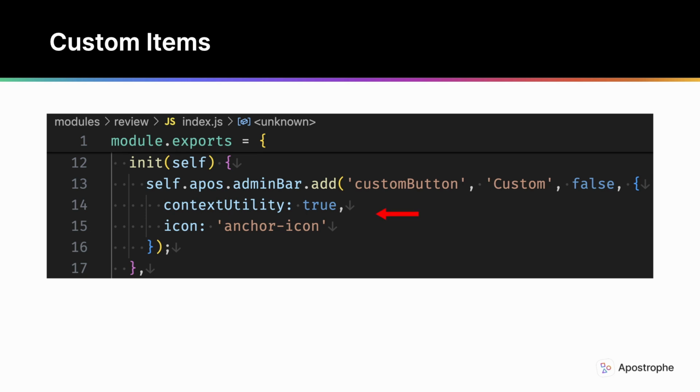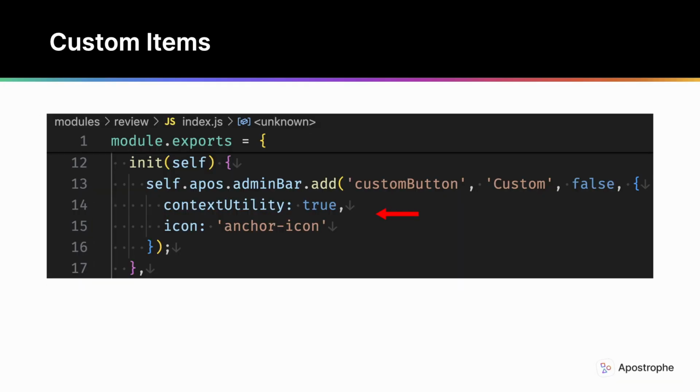The final argument is an optional object of properties that dictate the position and display of the custom button. If you're adding multiple custom buttons, they are added in the order that the modules are registered in the app.js file. Setting the last option to true will place the button just to the left of the Quick Create menu icon, irrespective of when it is registered. The context utility option also takes a Boolean value, and if set to true, will cause the button to show up on the right-hand side of the admin bar before any potential localization or the personal settings menu.